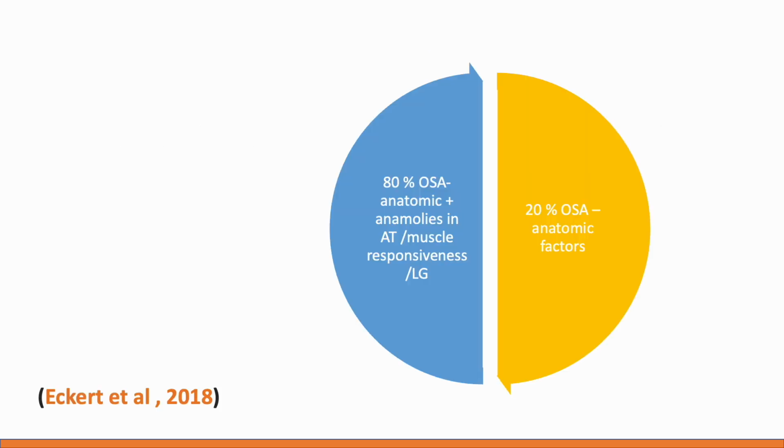Now, if we know all the elements of the PALM, the pharyngeal collapsibility, the arousal threshold, the loop gain, and the muscle, then it's important to understand that 20% of our OSA patients will have anatomical factors, but 80% of OSA patients will have both anatomic factors plus either an anomaly in arousal threshold, loop gain, or muscle responsiveness. And so, if you're just treating the anatomic factor, you may not achieve good control of OSA in these patients, and it's very important to stay mindful of this.